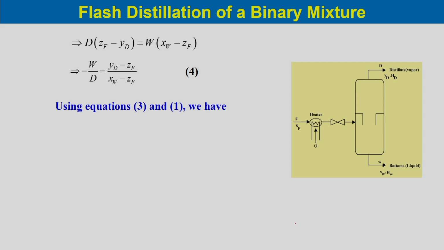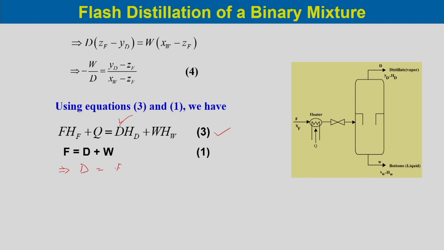Similarly, using equation 3 and 1, we have F HF plus Q, that is the energy balance equation, equal to D HD plus W HW, that is equation 3, the energy balance equation, and equation 1, which is the total material balance equation, F would be equal to D plus W. Now, if we substitute D over here, we can write D is equal to F minus W. Now, substituting this over here, we would obtain F HF plus Q would be equal to F minus W into HD plus W HW.